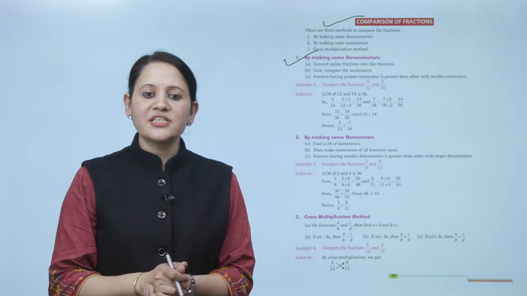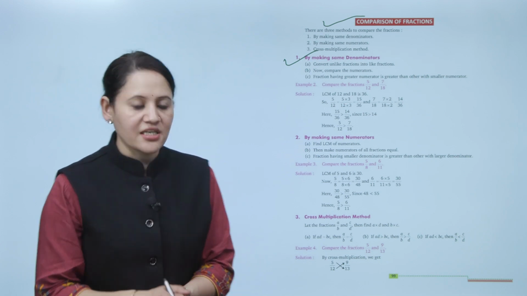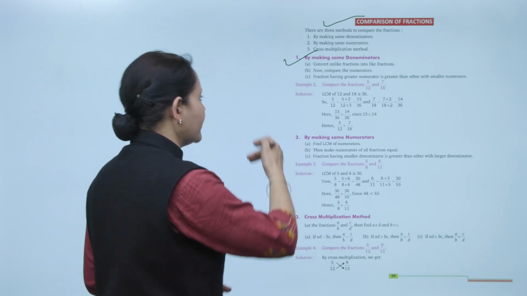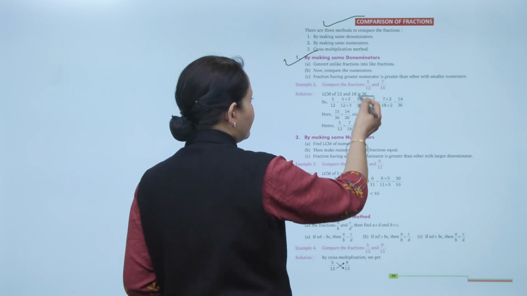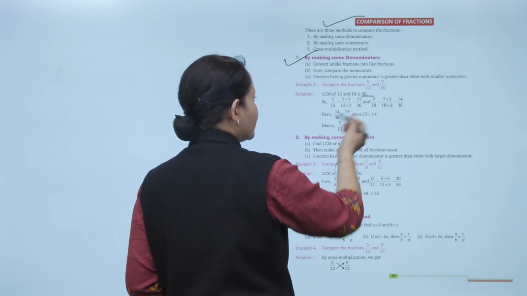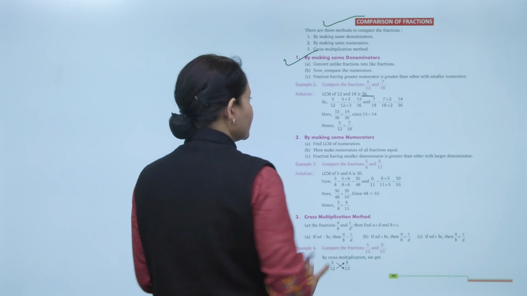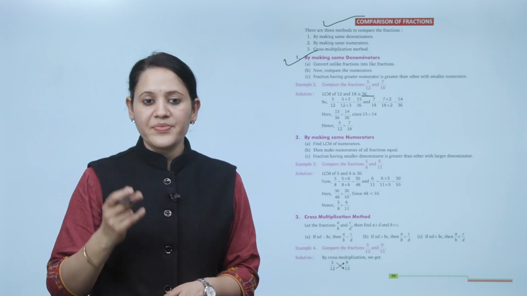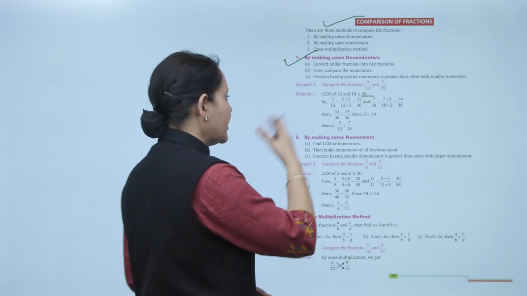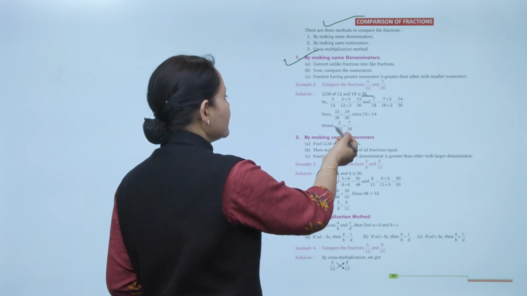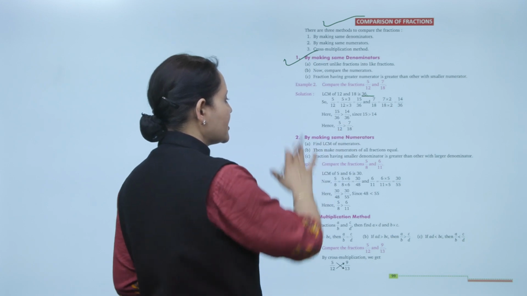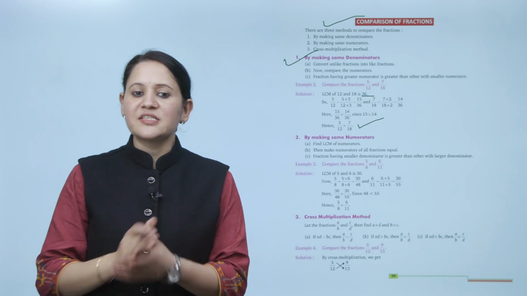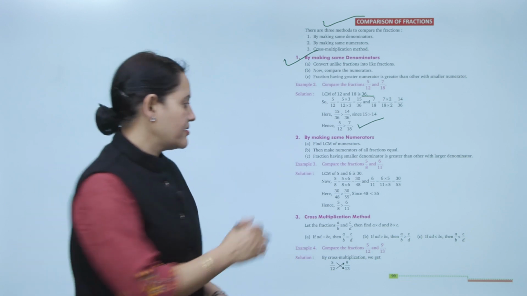Example समझते हैं. Compare the fraction 5/12 and 7/18. So first we'll convert into like fraction. So for that we'll take the LCM of denominator, that is 36. So we'll convert into like fraction. First one is 15 upon 36 and second is 14 upon 36. Now both having the same denominator, that is 36. So we'll compare the numerator. The fraction with the greater numerator will be greater. So 15 upon 36 is greater than 14 upon 36, or we can say 5/12 is greater than 7/18. Clear?